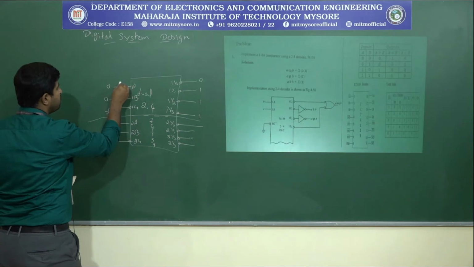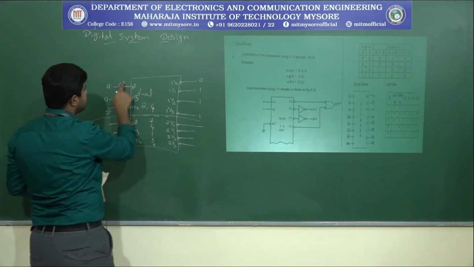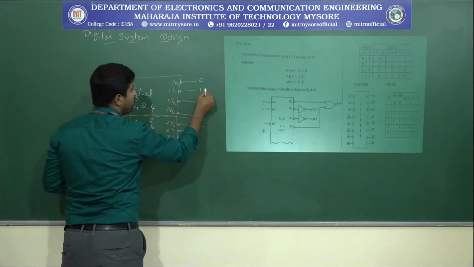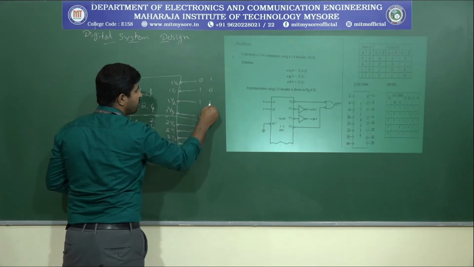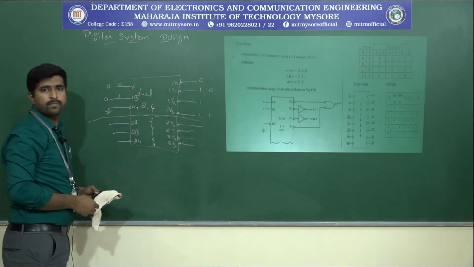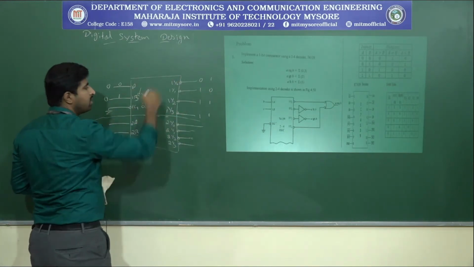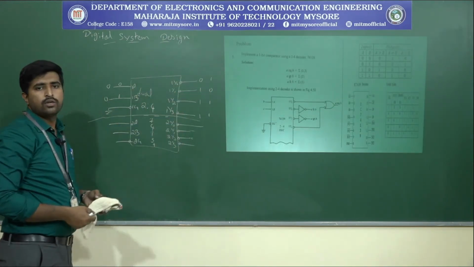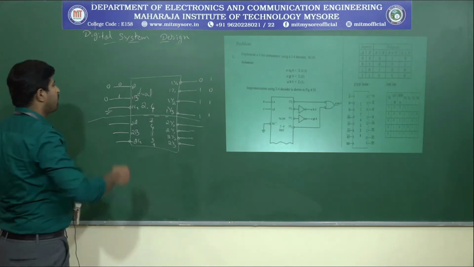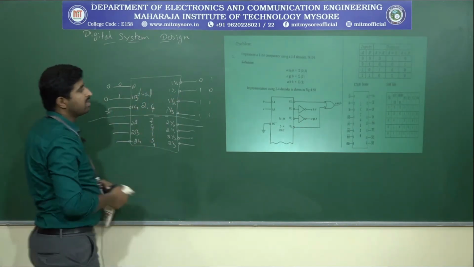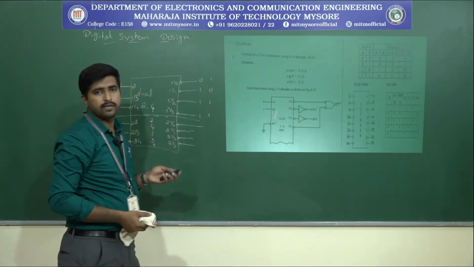Okay, if the inputs are 0, 1, that means the second one, so Y1 will be 0 and the remaining outputs will be 1. So this is what is going to happen. I hope you know this is the working of a 2:4 decoder. By using this concept, we need to implement the comparator here.